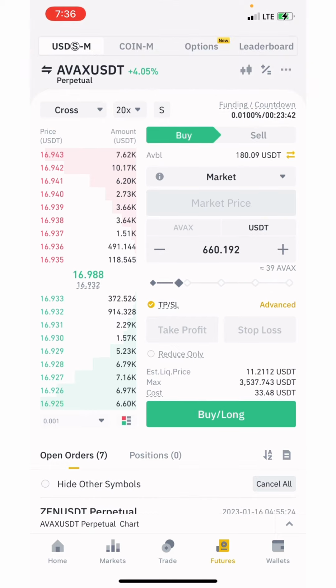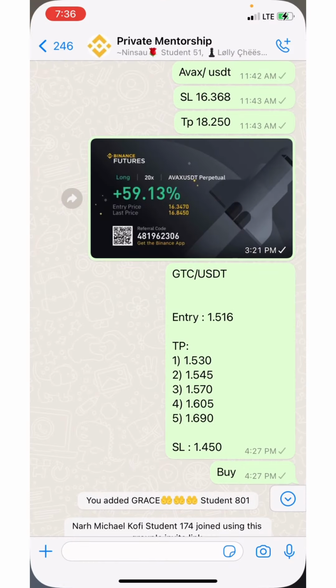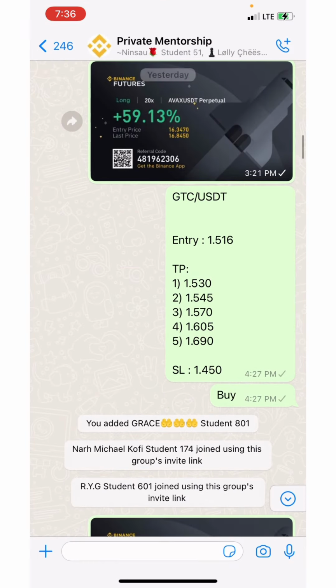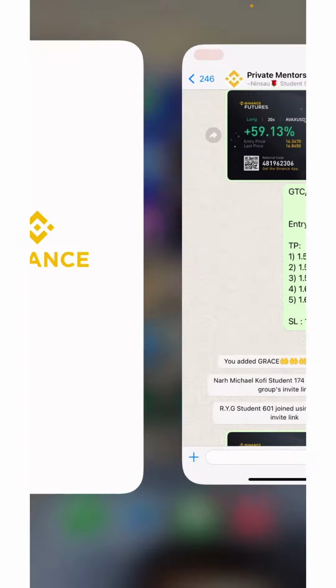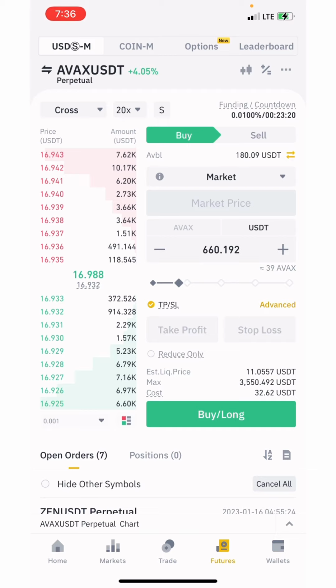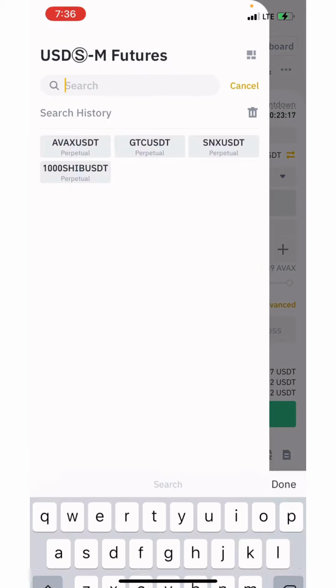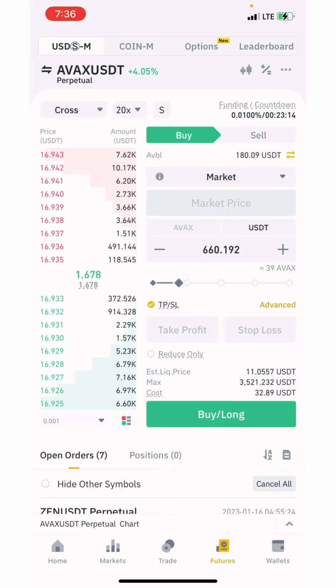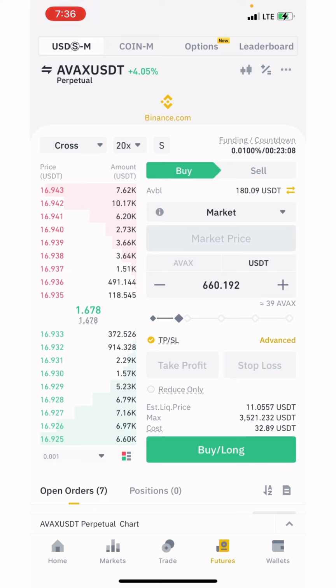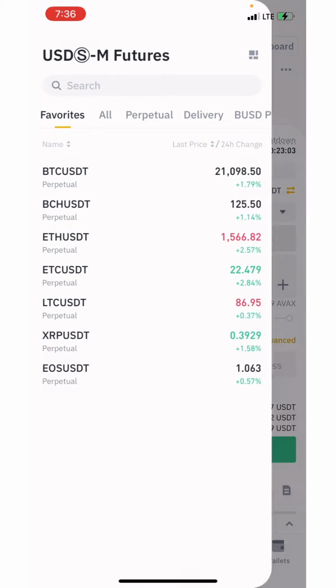If I send a signal like this, GTC/USDT, and I said long and I put an entry price, that means you are not going to use a market order. You are going to use a limit order. You are going to copy these numbers and go to your Binance. You will change the cryptocurrency to GTC USDT first, and change the market to limit and paste the price.